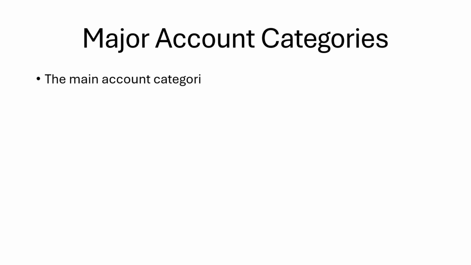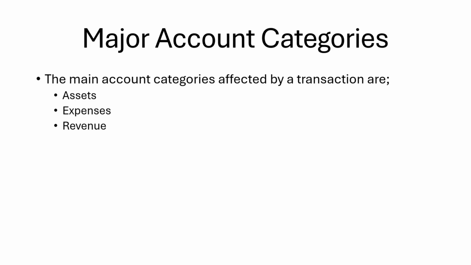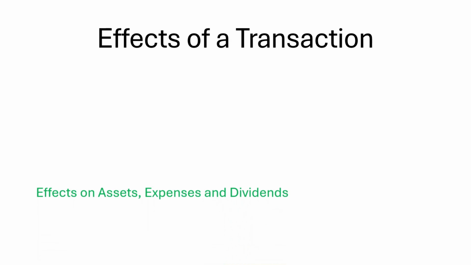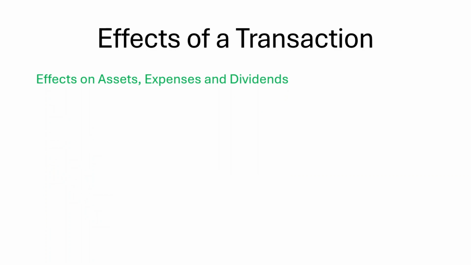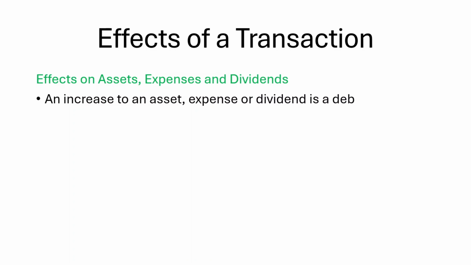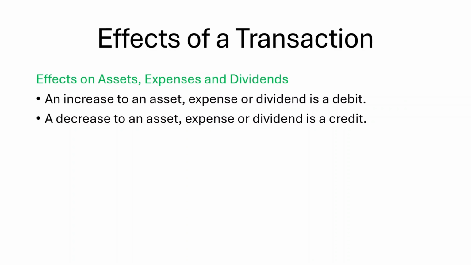There are six categories that are affected by a transaction. Those main categories of accounts include the assets, expenses, revenue, dividends, liabilities, and equity. Let us look at what a transaction does to those six main accounts we have seen. An increase in an asset, expense, or dividend is a debit. A decrease to an asset, expense, or dividend is a credit.